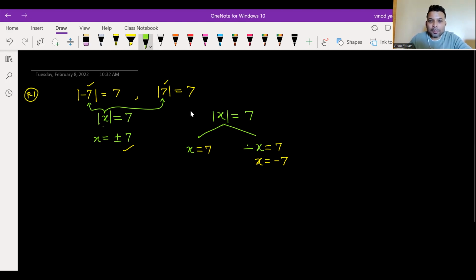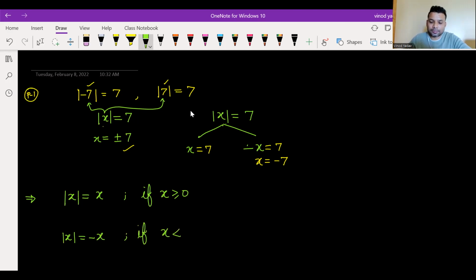Let me write this in the form of a proper definition. So mod of x will open as it is, not always, only if the inside value is non-negative, that is 0 or positive. And mod of x will open as -x if x is negative.